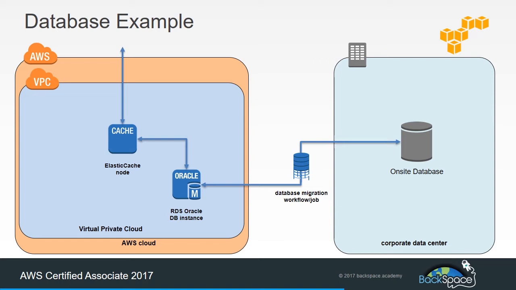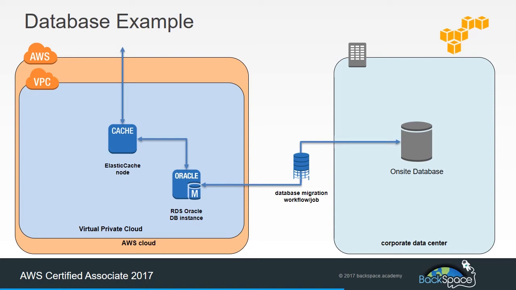Okay, so let's have a look at how we would use these database services in an example. Over on the right-hand side there, we've got our corporate data center in blue with an on-site database. On the left-hand side, we've got the AWS cloud in orange. Inside the AWS cloud, we've got a VPC. And again, that VPC is our own private space within the AWS cloud.